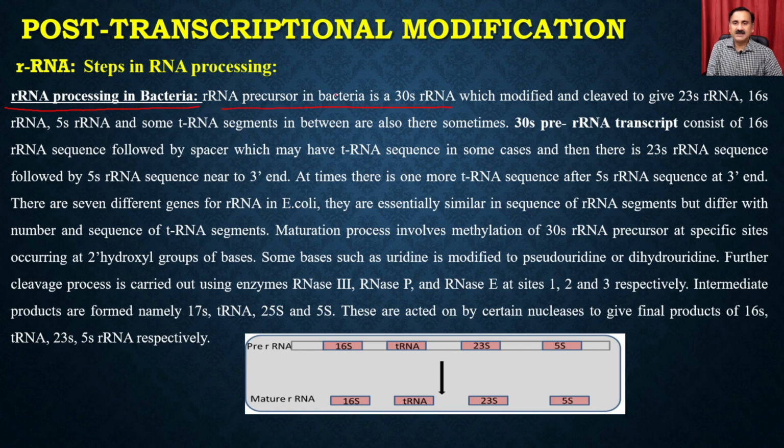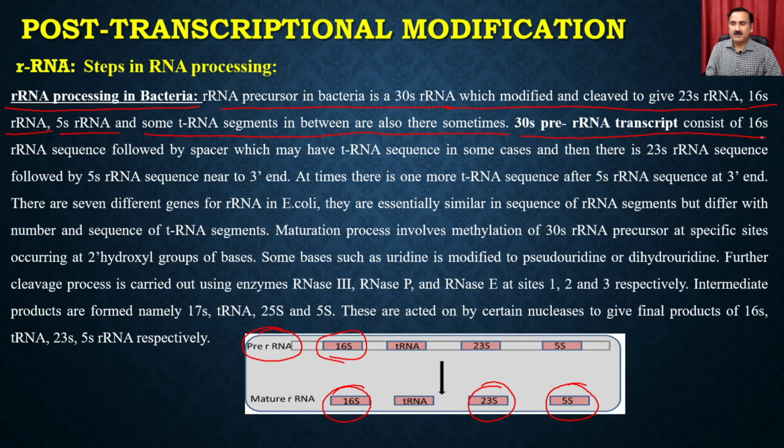The RNA precursor in bacteria is a 30S ribosomal RNA, which is modified and cleaved to give the 23S ribosomal RNA, 16S ribosomal RNA, 5S ribosomal RNA, and sometimes some tRNA segments in between. So what you have is the pre-ribosomal RNA in the bacteria, which is transcribed and cleaved to give you the 16S ribosomal RNA, 23S ribosomal RNA, and 5S ribosomal RNA.